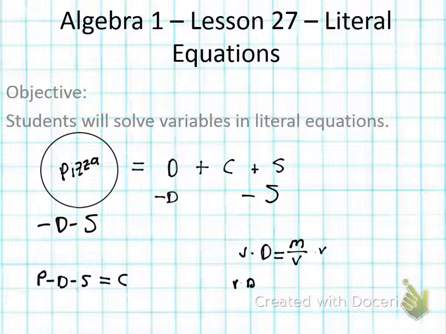So we have volume times density is equal to mass. But I want volume by itself, so I'm still going to have to divide both sides by density. And then I figure out that volume is really equal to mass over density. Do y'all see that? Okay, so that's the big idea. We're moving letters around. That's all we're doing today.